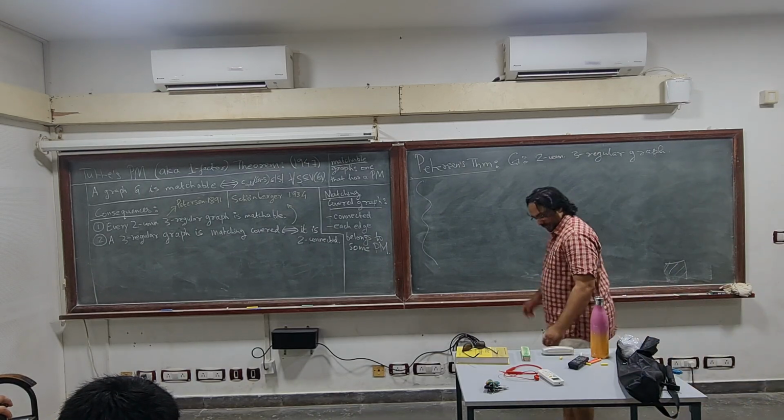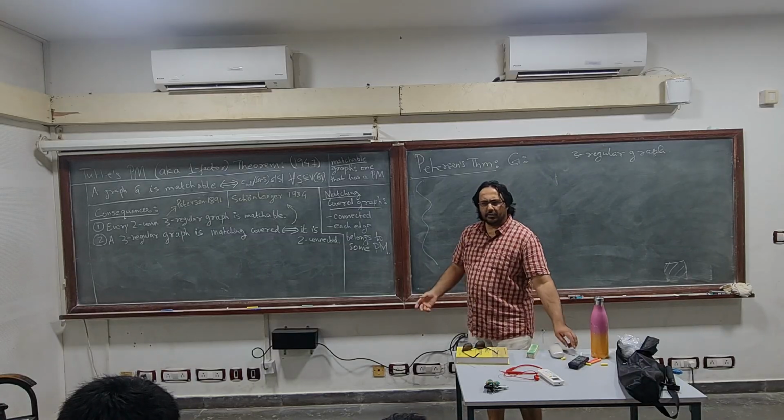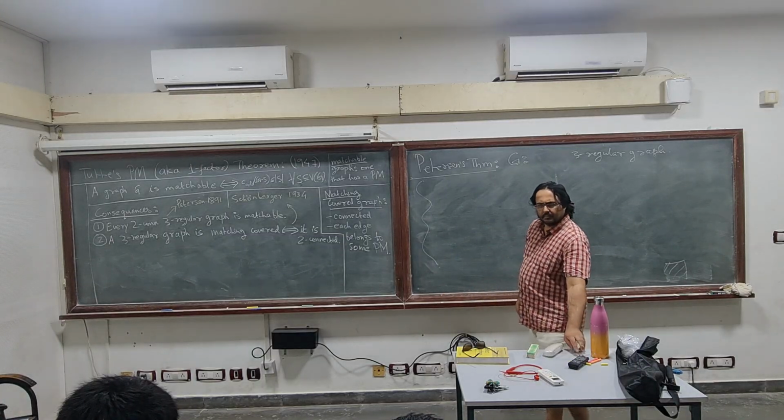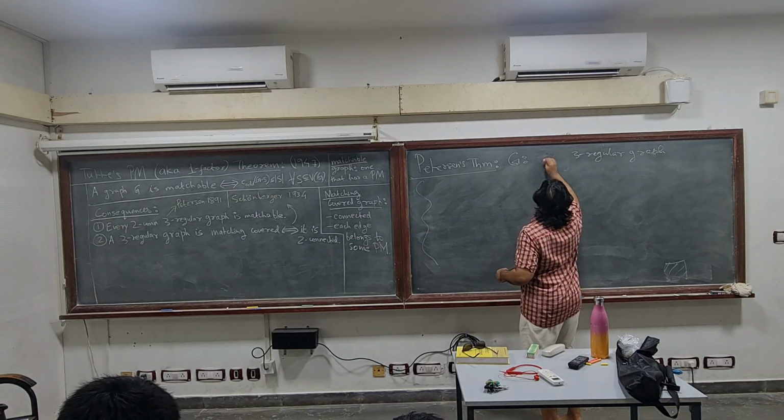So, okay, let's try that. Take a 3-regular graph. Shall we assume it is connected? Yeah? Sure. We can take a connected 3-regular graph.